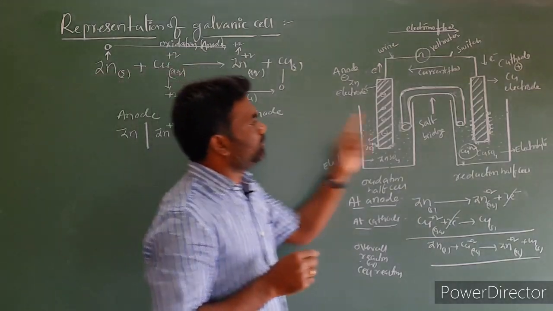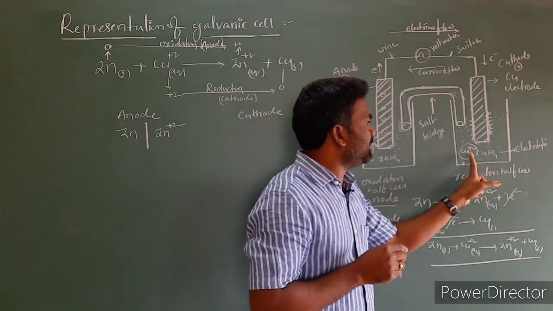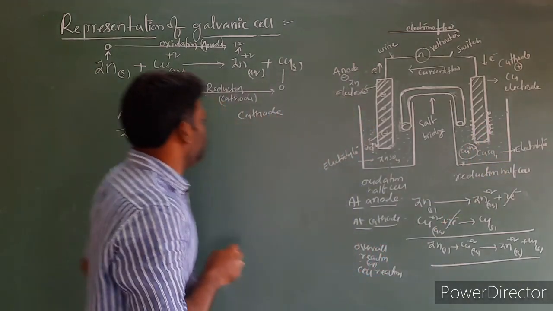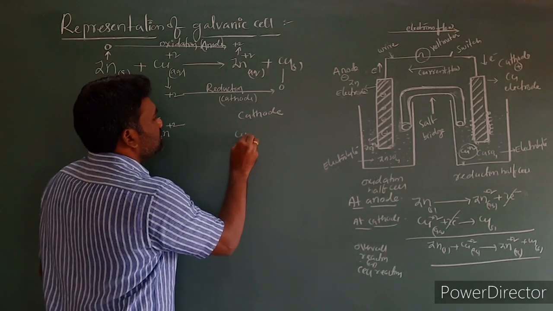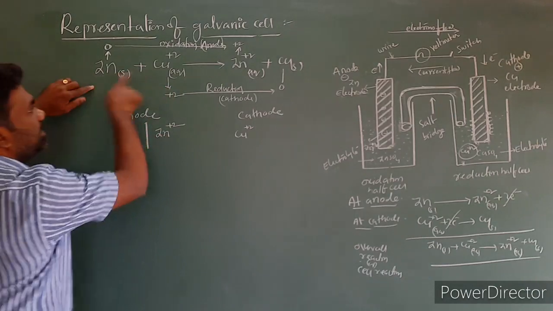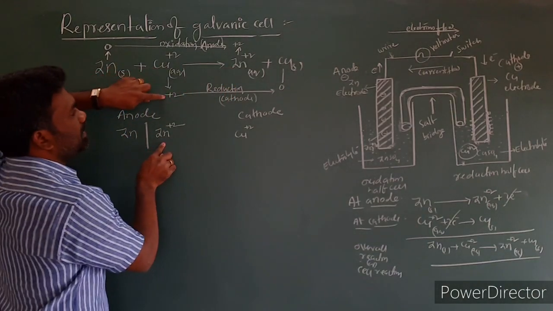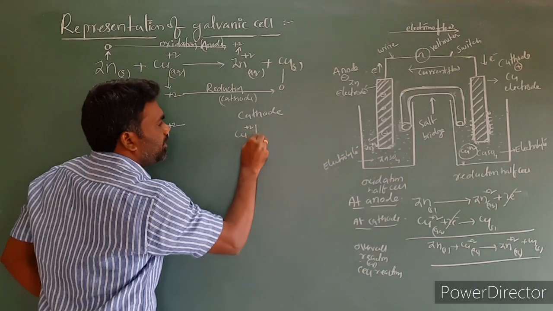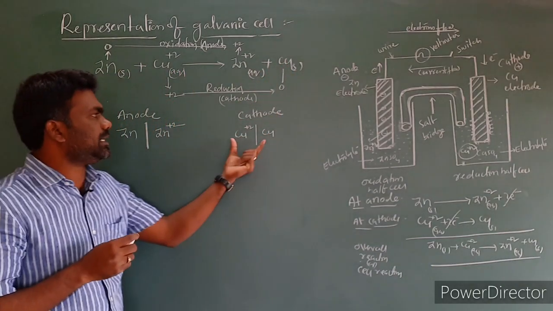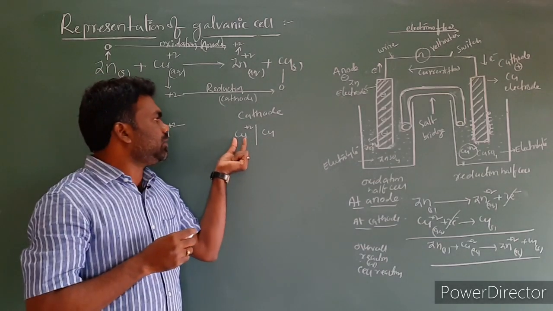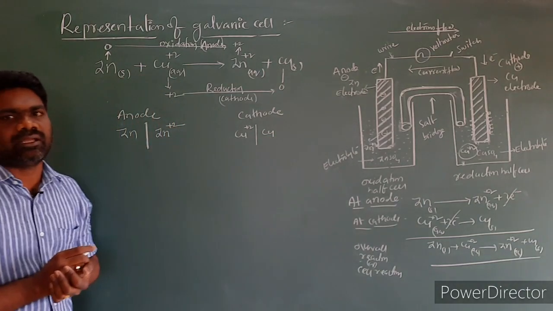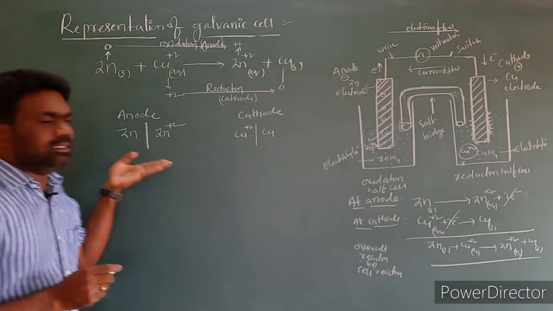In the case of the cathode, copper is the electrode and copper sulfate is the electrolyte, that means Cu plus 2. Between electrode and electrolyte we again put a vertical line. Zn is converting into Zn plus 2, written as Zn by Zn plus 2, and Cu plus 2 is converting into Cu. So this is the anode and this is the cathode.